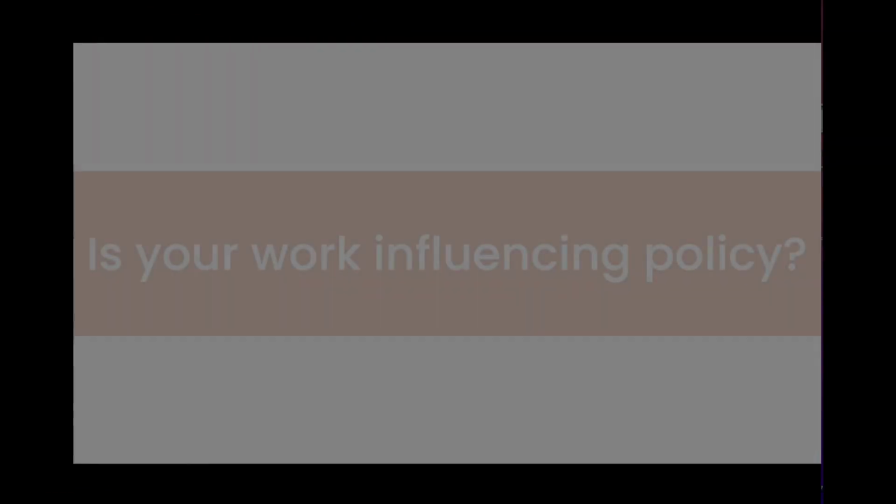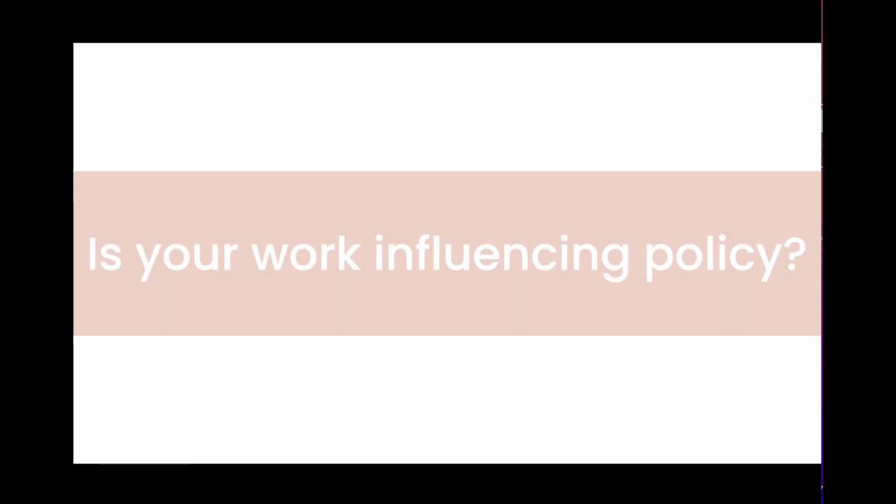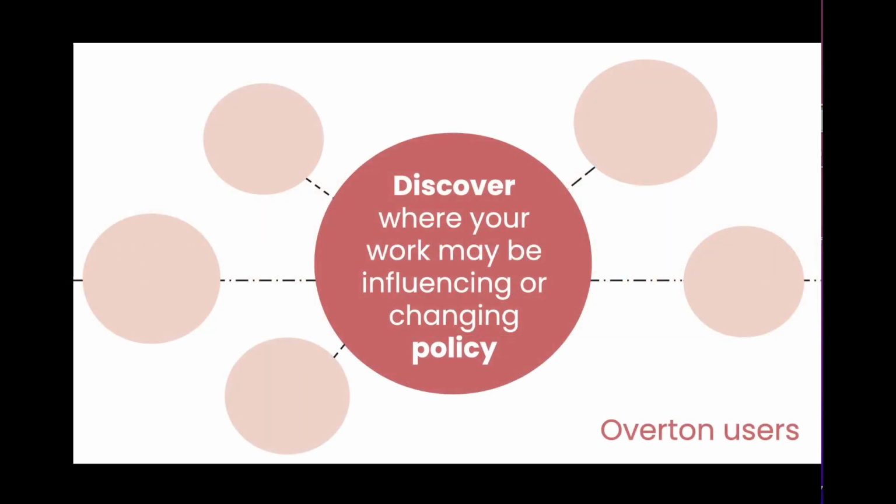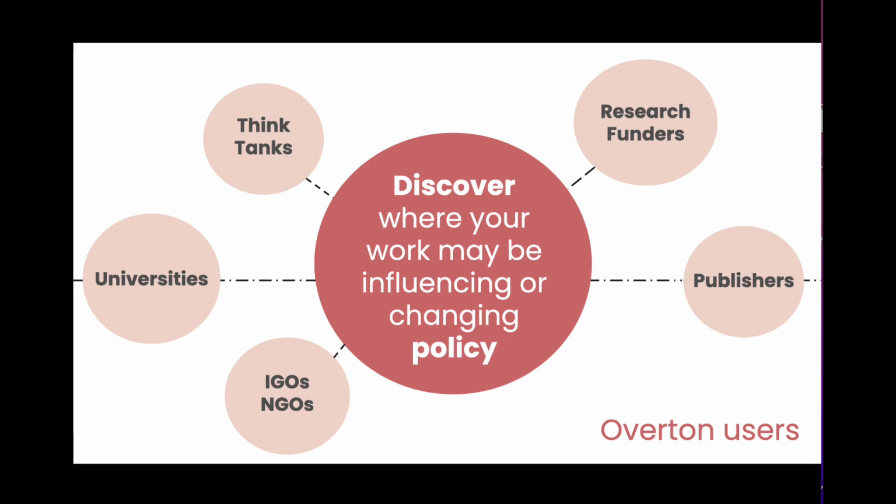Is your work influencing policy? How do you know the research you have published or supported is having an impact in real-world decision-making? These are some of the questions Overton tries to help you answer. We help universities, think tanks, research funders, publishers, and IGOs and NGOs see where their work is influencing policy across the globe.